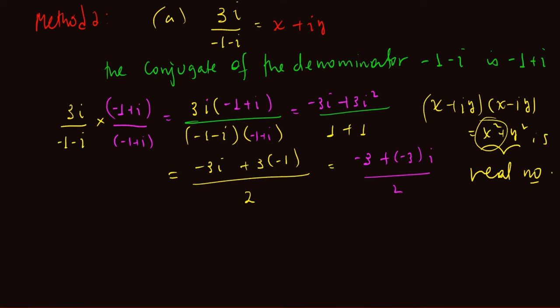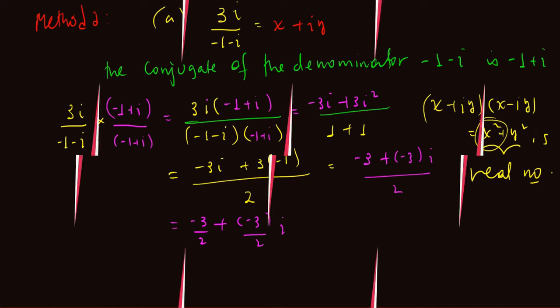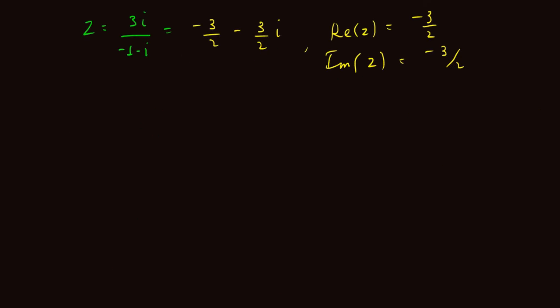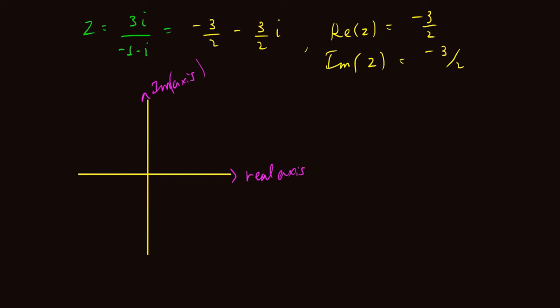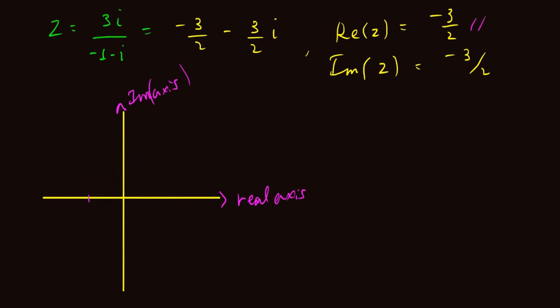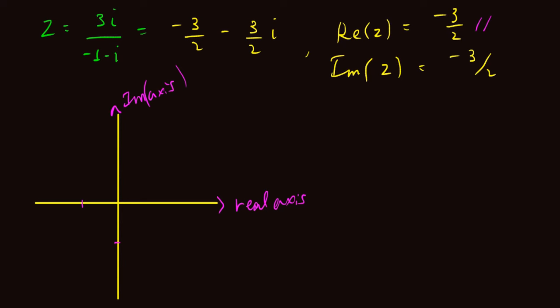So finally we get a real denominator, 2. Dividing both by 2, we get minus 3 over 2 plus minus 3 over 2 times i. So our number lies in the third quadrant, because both are negative. So x is negative 3 over 2, negative 1.5, and y is also negative 1.5. Going down and then across, at the intersection you find the tip of our complex number. Our complex number starts from the origin and you draw directly to the tip of this point. So this is our z, and this is the third quadrant.